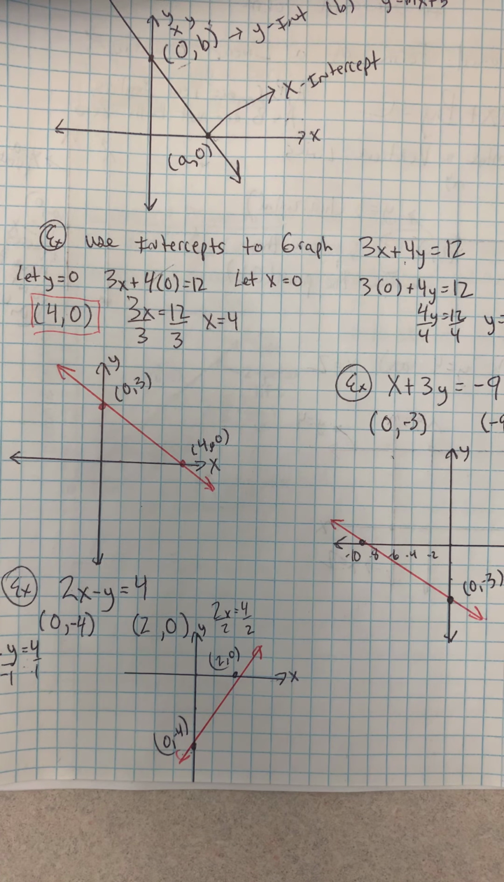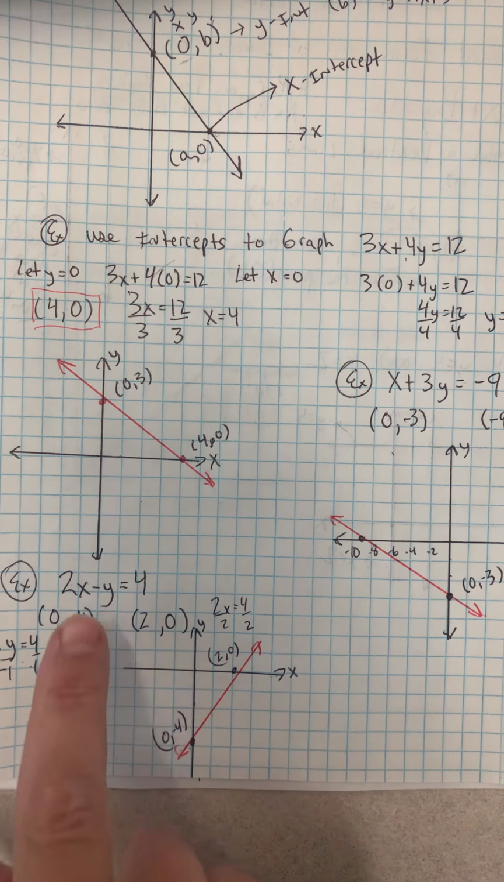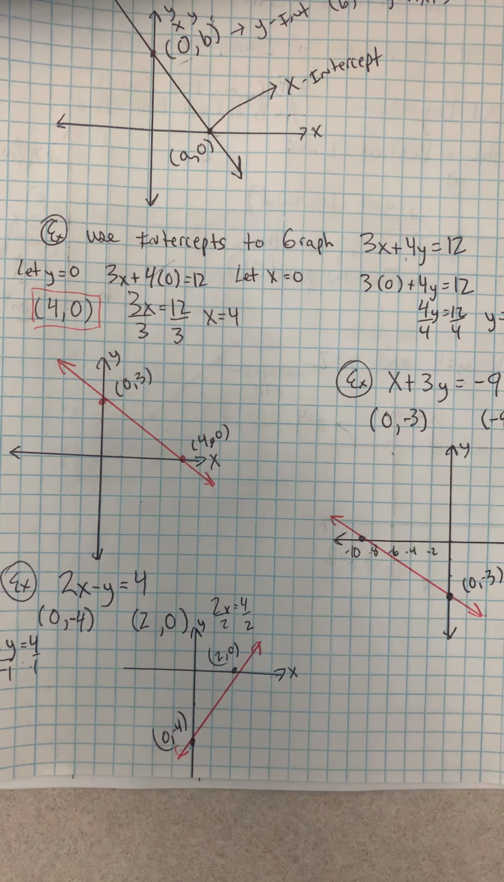To graph in intercept form, we are going to let x equal 0 and find our y-intercept. Then we will let y equal 0 to find our x-intercept by substituting those values of 0 into the original function or equation given.